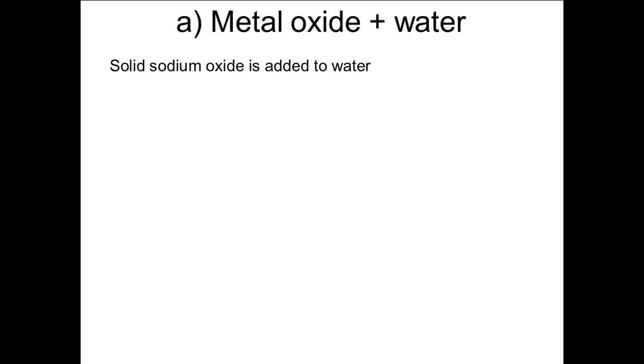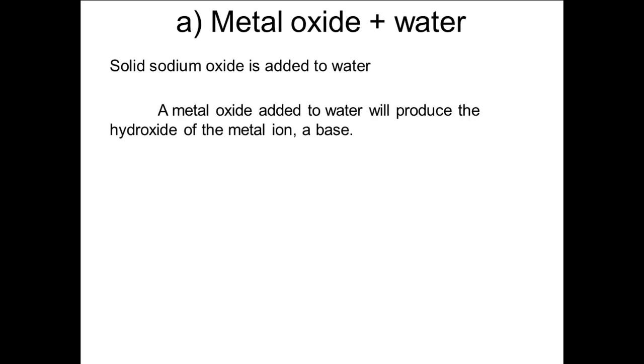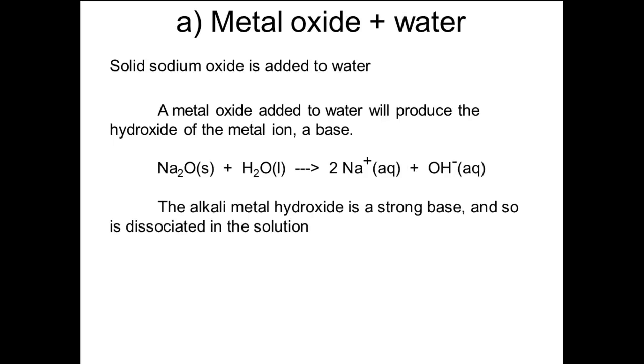Metal oxide and water. Solid sodium oxide is added to water. A metal oxide added to water will produce the hydroxide of the metal ion, a base. Here's the reaction. The alkali metal hydroxide is a strong base, and so is dissociated in solution.